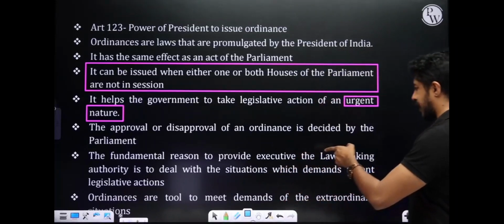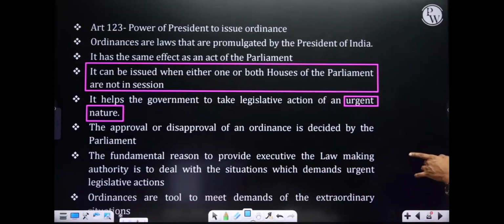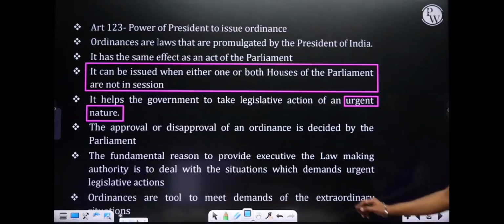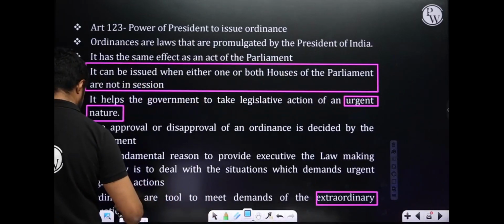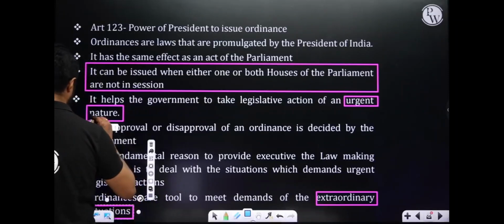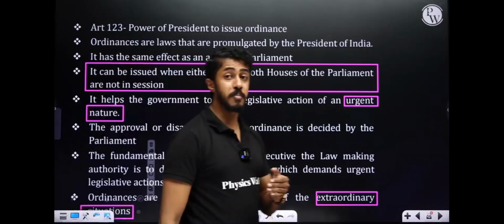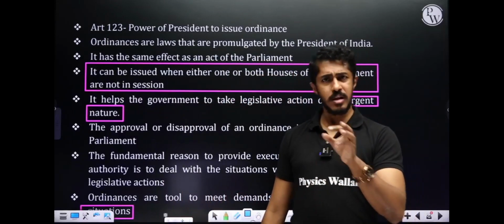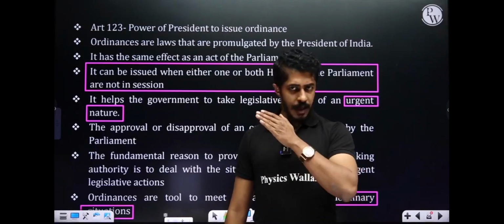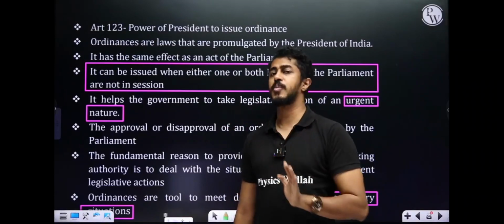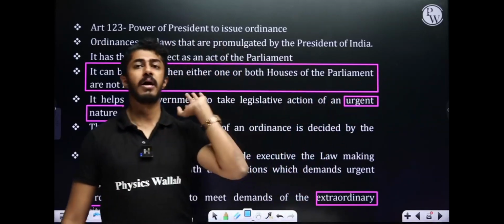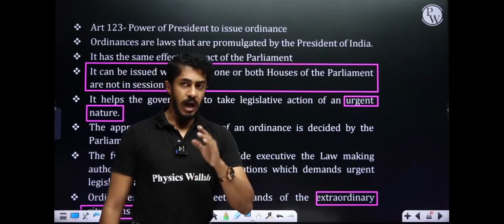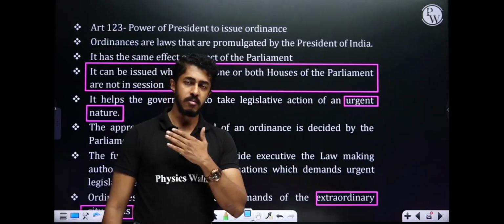The fundamental reason to provide the executive the law-making authority is to deal with situations which demand urgent legislative action. Ordinances are tools to meet demands of extraordinary situations. That means what should be our understanding here? Once an ordinance is made, it will have the effect of law, just like Parliament has passed it. But you need to get that bill passed by the Parliament. Otherwise, if it does not get the approval of the Parliament, it will cease to have effect.